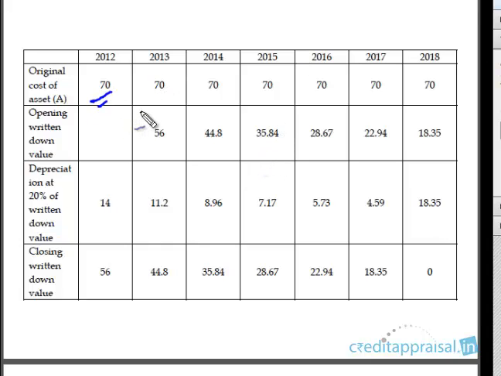You start with 70 lakhs, that is the cost of the asset. In the first year, 20% is the depreciation rate. So 20% of 70, that is 14. Closing written down value will be 70 minus 14, 56.